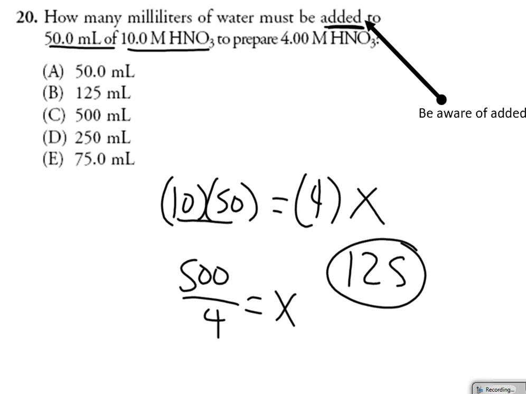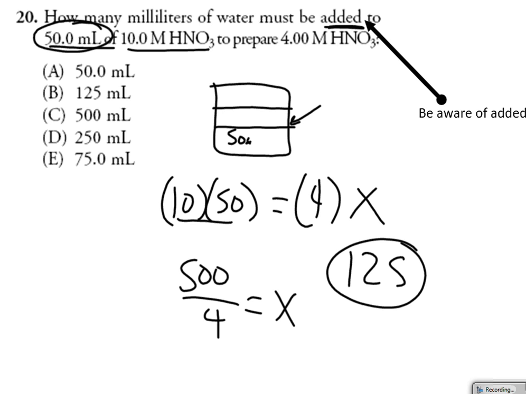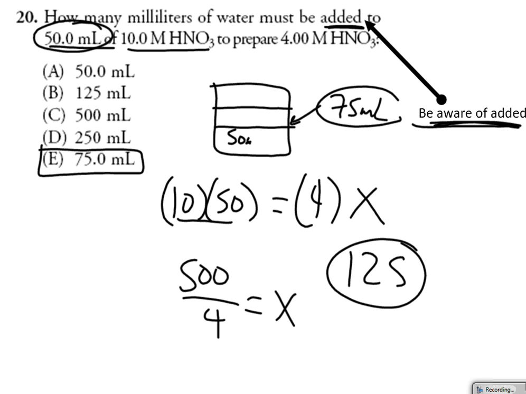But I already had 50 to start with. So if I have 50, I need to bring my total volume to 125. I'm only adding 75 milliliters. Be aware of the idea of added. They use that pretty frequently. That's why E is the correct answer. So if you see added, it means you have to go back and do a little subtraction there.